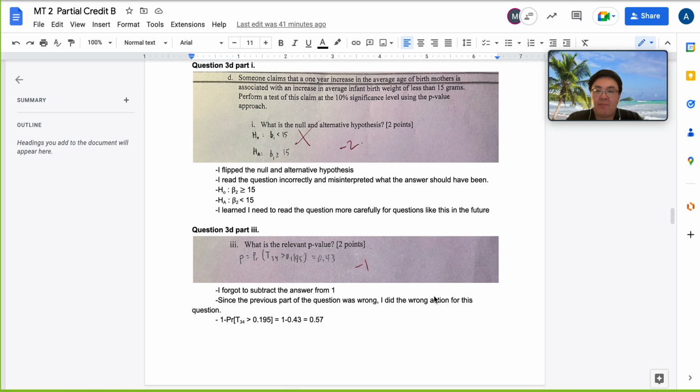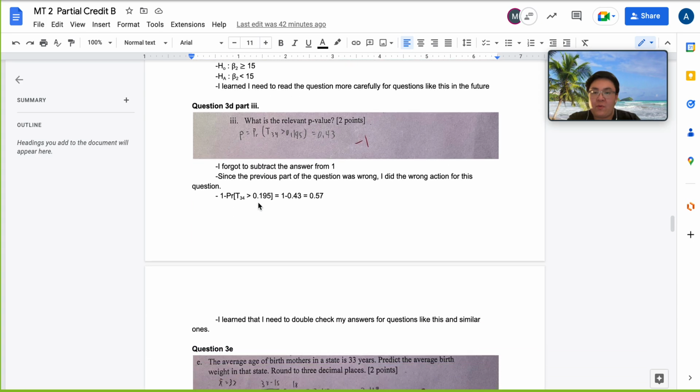For question 3d part 1, it is asking us what is the null and alternative hypothesis. We are using the information that someone claims that a 1-year increase in the average age of birth mothers is associated with an increase in average infant birth weight of less than 15 grams, perform a test at the 10% significance level using the p-value approach. Here, your null is beta 2 is greater than or equal to 15, and your alternative hypothesis is anything less than 15.